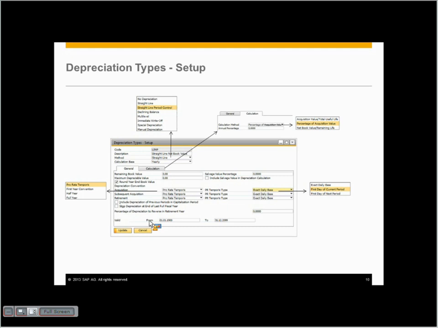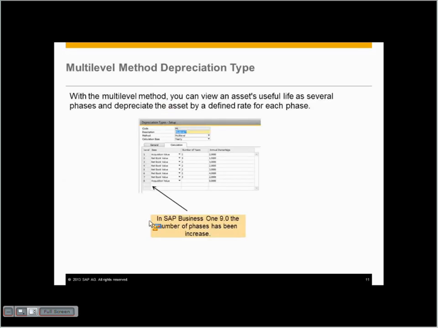I will give you also some of our examples. We have here then also multi-level, okay, so this is an example for a multi-level depreciation type. This is the multi-level method. You can view an asset's useful life as several phases, and depreciate the asset by a defined rate for each phase.